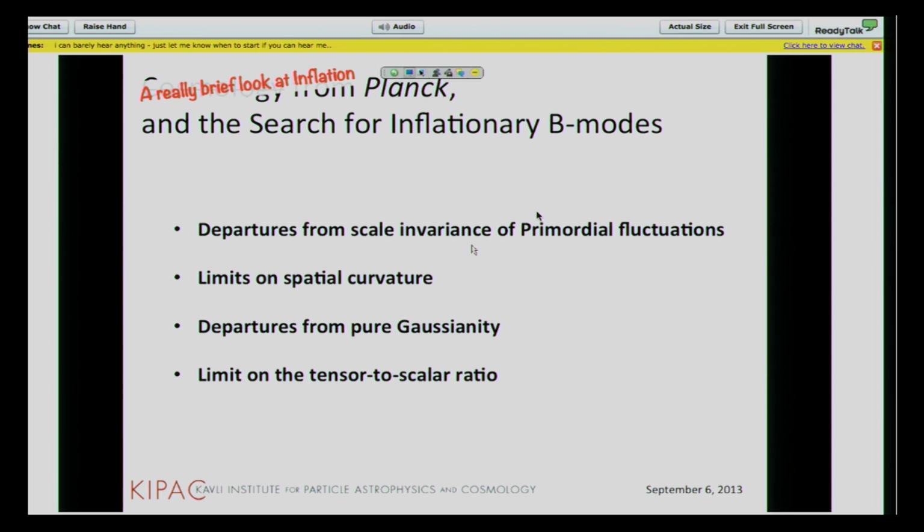There are essentially several basic predictions, or if you don't like that term, observational probes that are somewhat generic to inflationary scenarios. And the ones that the Planck data touch on include these four: departures from scale invariance for the primordial fluctuations, limits on spatial curvature, departures from pure Gaussianity of the intensity fluctuations of the CMB, and then of course limits on the tensor to scalar ratio that can be derived either from the contribution to the CMB unpolarized anisotropies, but also from the somewhat unique signature in the B mode polarization of the microwave background.